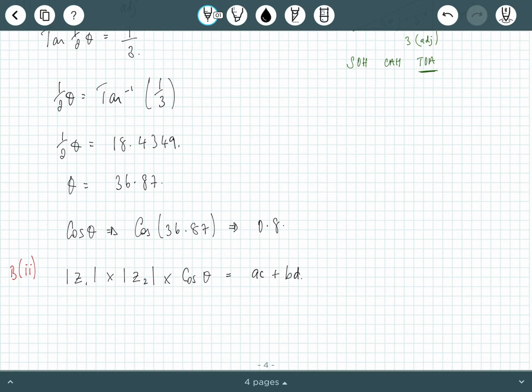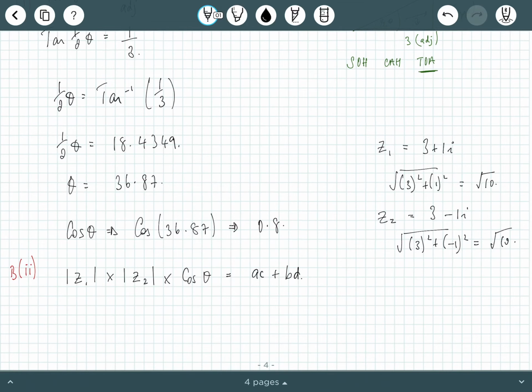Okay, well the mod of Z1, if we come over here, we know Z1 was 3 plus 1i. So to get the mod of that, 3 squared plus 1 squared is equal to root 10. And Z2 we know is 3 minus 1i. So the mod of that again is 3 squared plus minus 1 squared, which is again root 10.